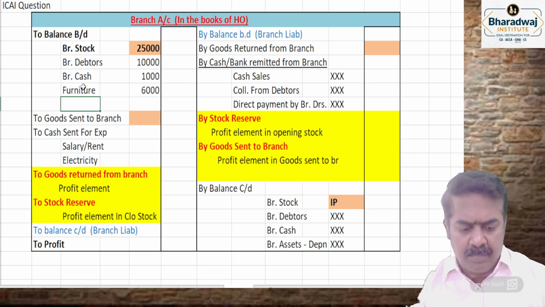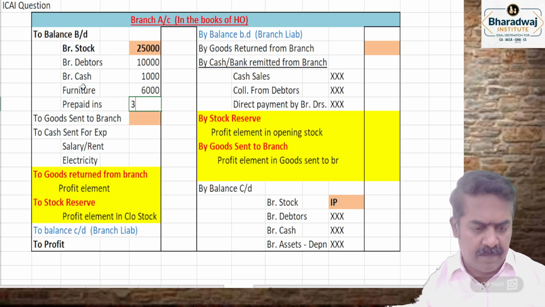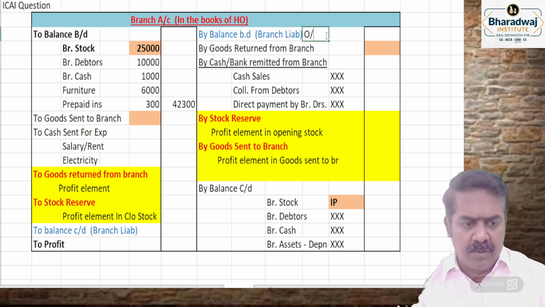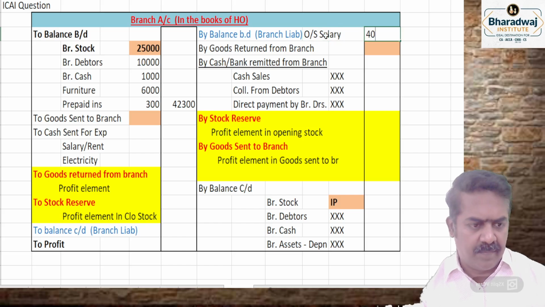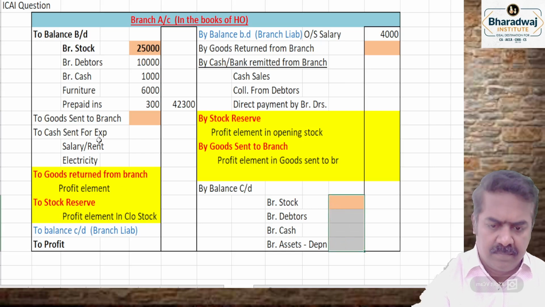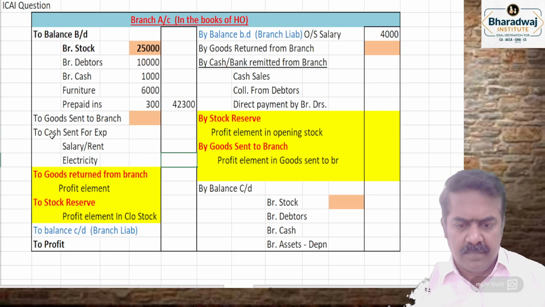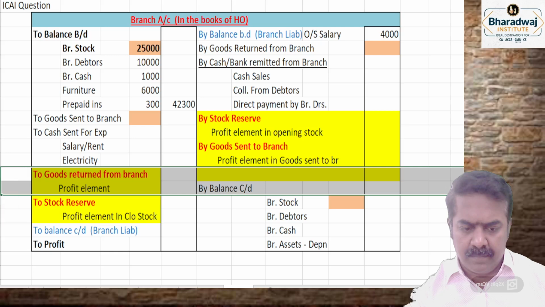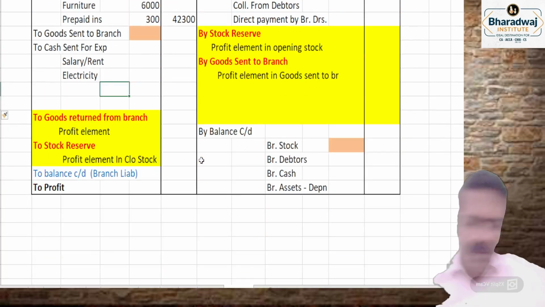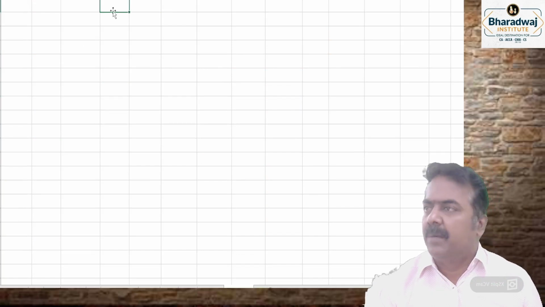Then prepaid insurance. How much? You can directly record all these things in the outer column itself, no problem. Branch liability, that outstanding salary is there. How much? 4,000. Then closing balances we need to work out. We'll do all the working, then we'll come back to the main answer.